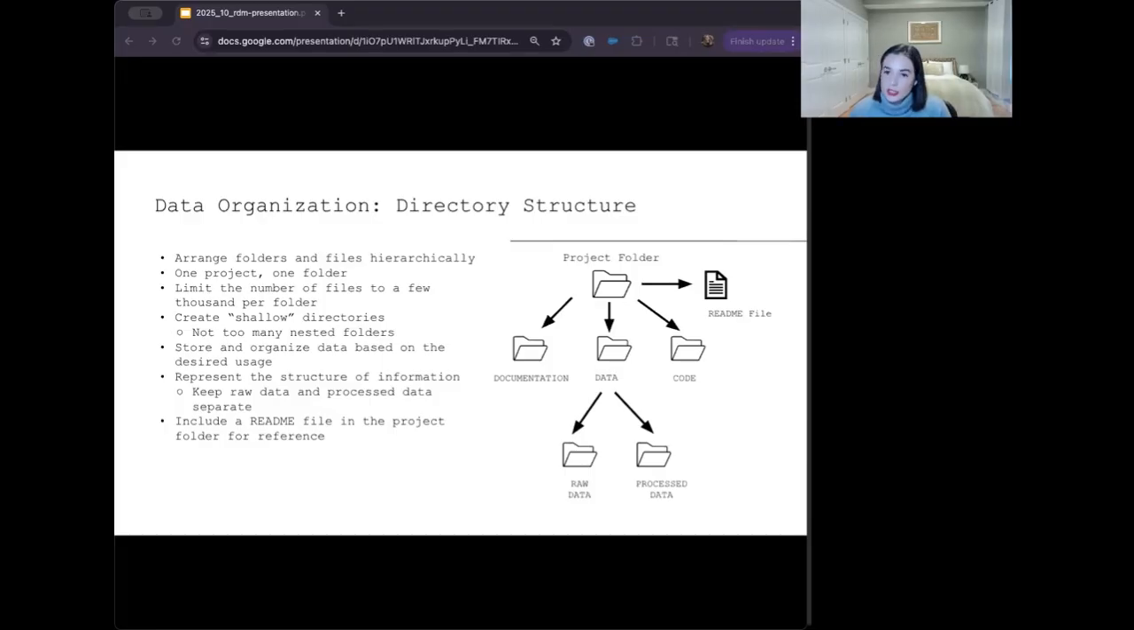The best organizational system is going to be the one that works. So I would take a look at your project folders and see how you're already organizing them and see how you can modify them to make them more organized. That's going to work best for your lab and your situation.